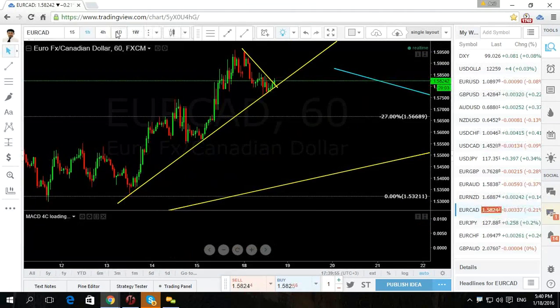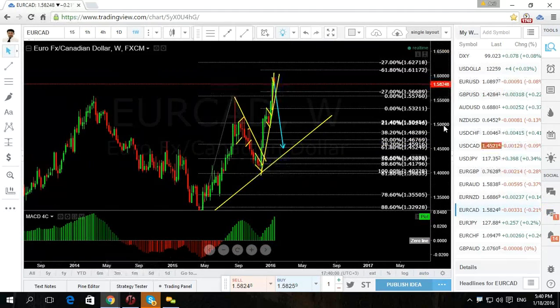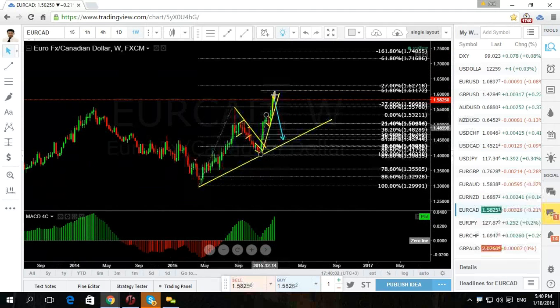Daily, weekly. We're in an uptrend. You can see that in the weekly. We're in an uptrend. We broke the top, no divergence. That's a continuation pattern daily.